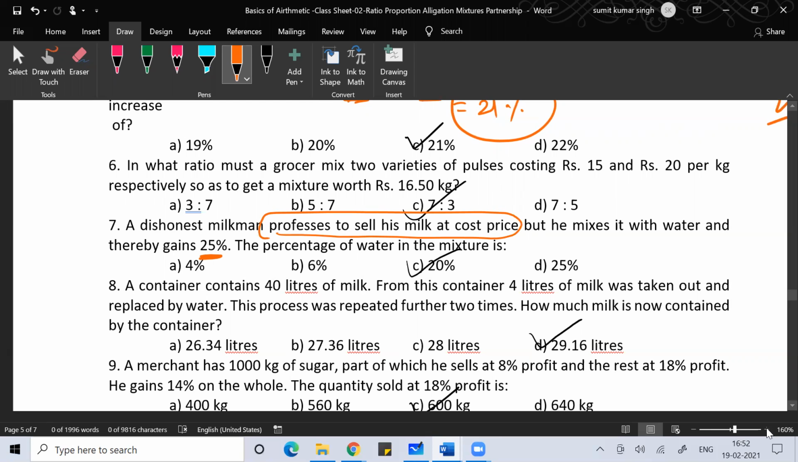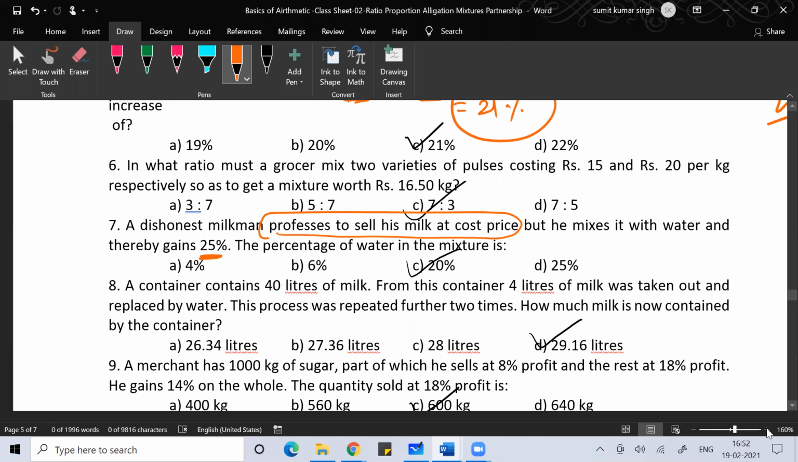So here there's only one way if he's not increasing the price, and that way is that he's adding water. He's making 25% profit, which means he's adding 25% water into the milk, because if he's not increasing the price of the milk, then the only way the milkman can make a profit is by adding water into the milk. So here the milkman is getting 25% profit, which means he's adding 25% water.